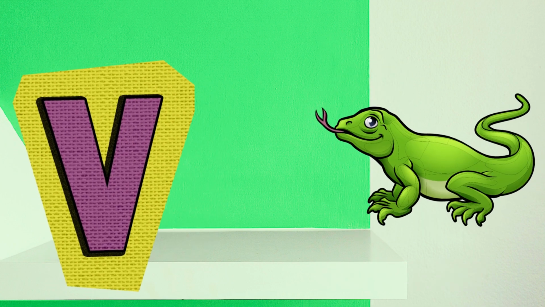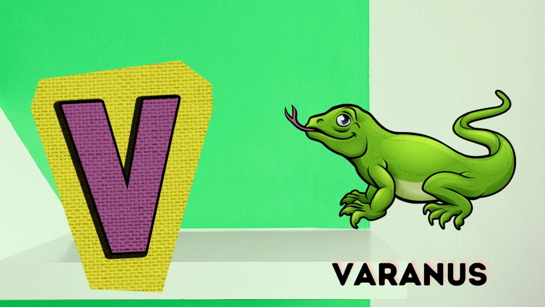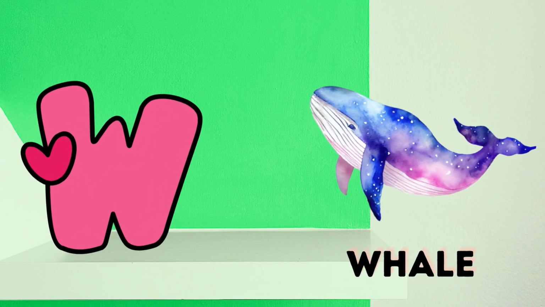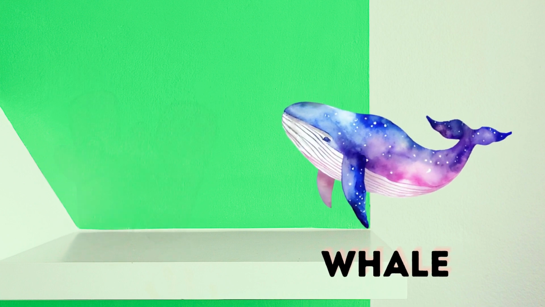V. V for Vernus. It is a Vernus. W. W for whale. It is a whale.